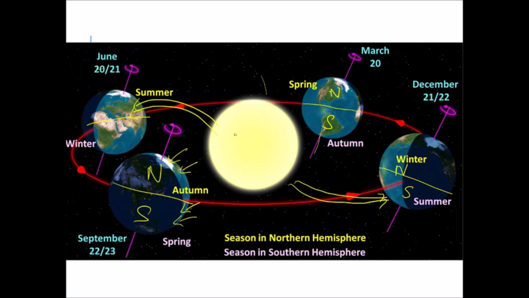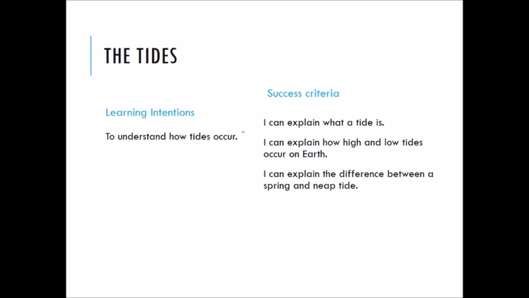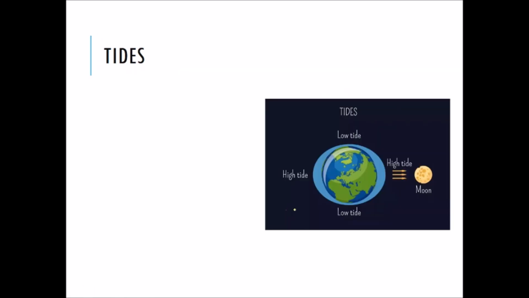Okay, awesome. So now we're going to move on to tides. Today's learning intention for tides is that you need to understand how tides occur. And today's success criteria is that you can explain what a tide is, you can explain how high and low tides occur on Earth, and you can explain the difference between a spring and neap tide. So I've got a nice diagram here.